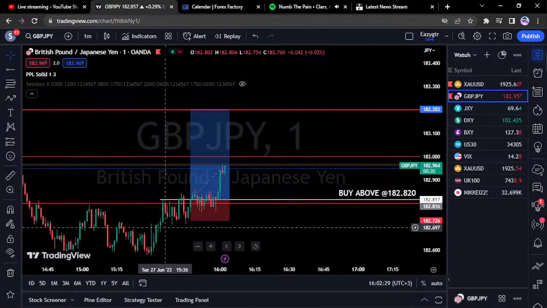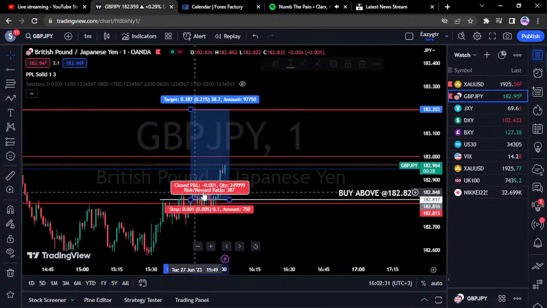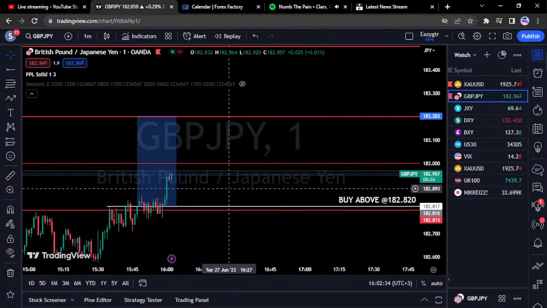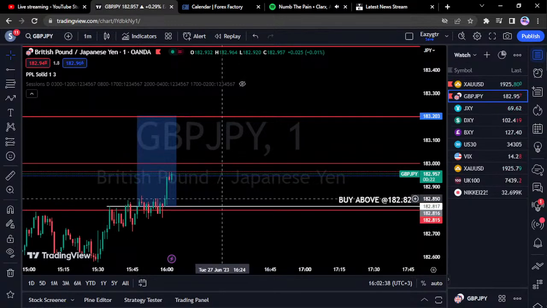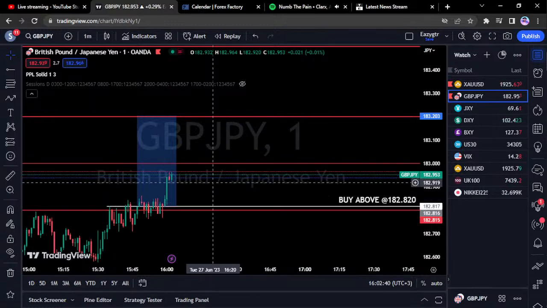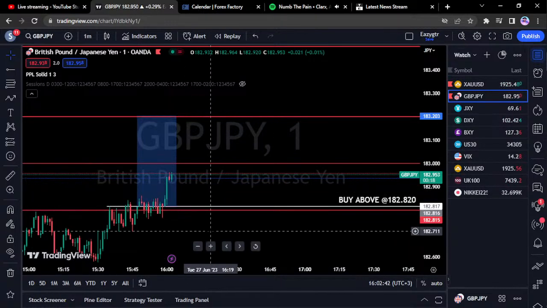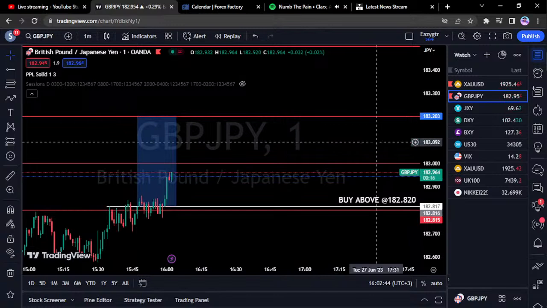Right now, I'll move my stop loss to break even, because if price comes back to tap 182.800, it will most likely do a deeper pullback, and I am content with the profit that I have gotten today.